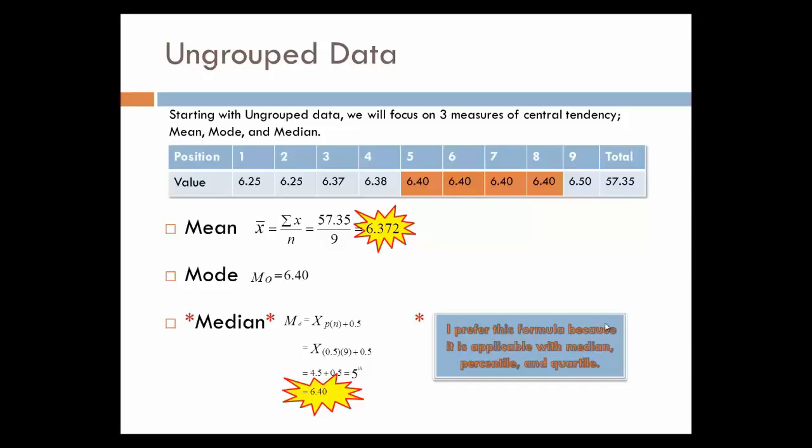Another way that we communicate information is to look at the mode. Which number occurs most often? We know that it is 6.4, and 6.4 occurred 4 times. We don't need a formula for this, we can just look at it and we know that the mode is equal to 6.4.